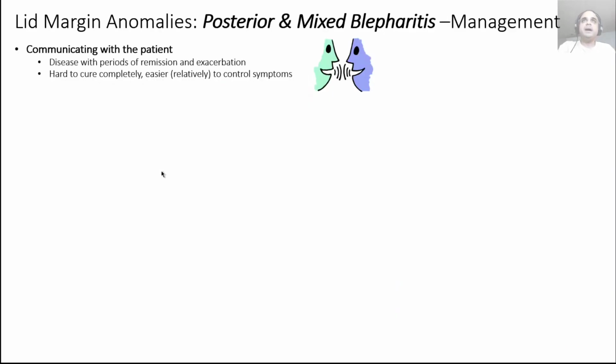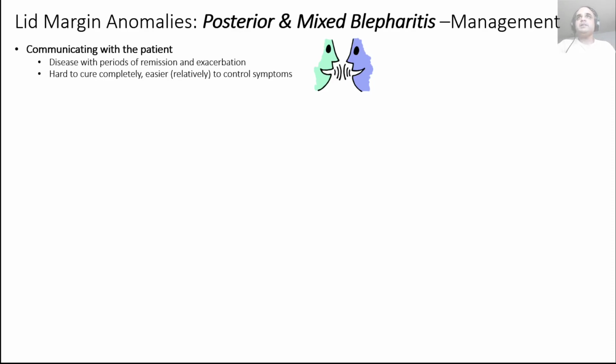So what is the management? Since posterior and mixed blepharitis and even anterior blepharitis are very similar in the sense that they are all affecting the lid margin and they're all affecting in some way tear film stability, most of their management is similar. Between posterior blepharitis and mixed blepharitis, there's only one step that's different, and I'll tell you as we get to it, in the management of posterior and mixed blepharitis as compared to the management of posterior blepharitis alone.